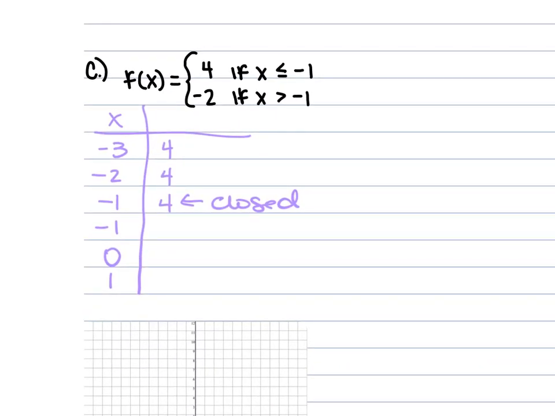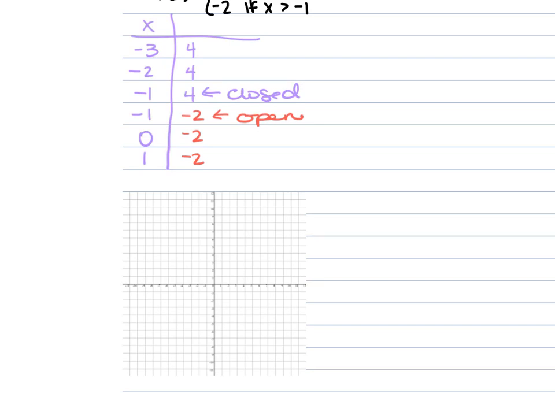Then we have negative 2 for the rest, and then this negative 1, negative 2 is going to be an open circle. So to graph the negative 3, 4, it's going to be here. Then the negative 2, 4 is here. Then the negative 1, 4 is here. And then it's just a straight line to the left. For the negative 1, negative 2, we're going to have an open circle on that ordered pair. And then we have 0, negative 2, 1, negative 2, and then it keeps going to the right. So just draw the line.